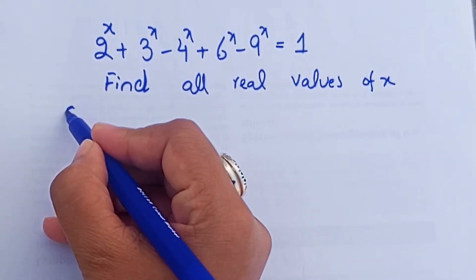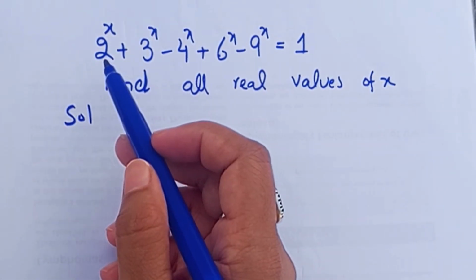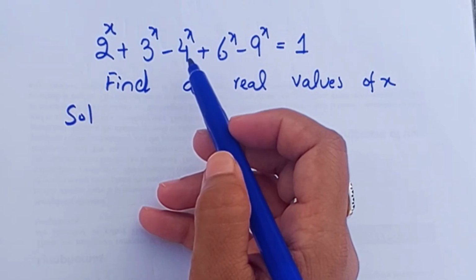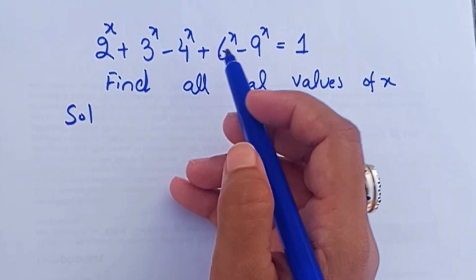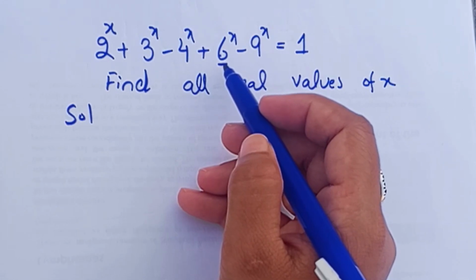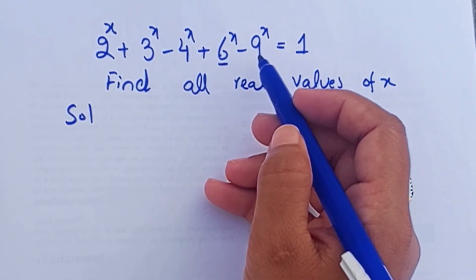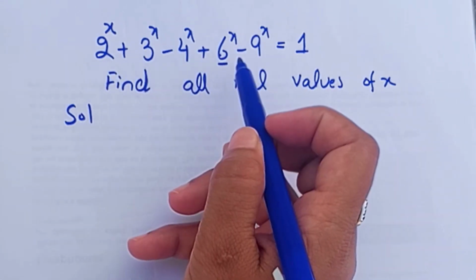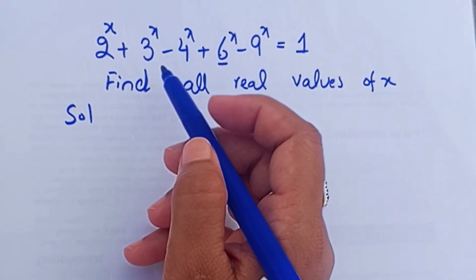So let's start. Now look at this, base is a 2 and this base is a 3. We write this 4 with base 2, and we also split this 6 with base 2 and 3 because 2 3s are 6, and this is a 9. So we write this with base 3. This implies we write this left hand side with base 2 and 3.